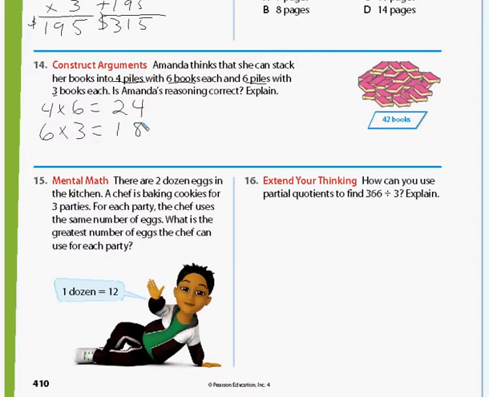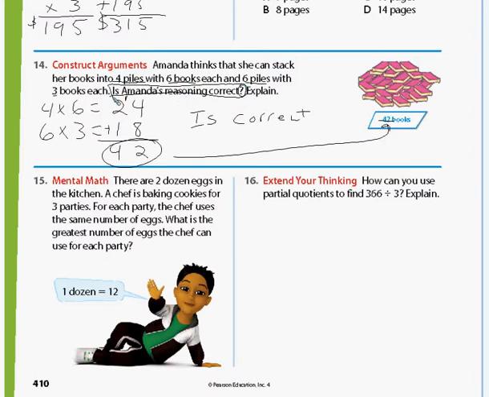And we want to see if that equals all of our books right there, which are 42 books. So 8 plus 4 is 12. Carry my 1. Then 2 plus 1 plus 1 is 4. So it is correct. Is their reasoning correct? It is correct. Always answer the question. That's the big reason that we box in the question every time, so we make sure we answer that question.